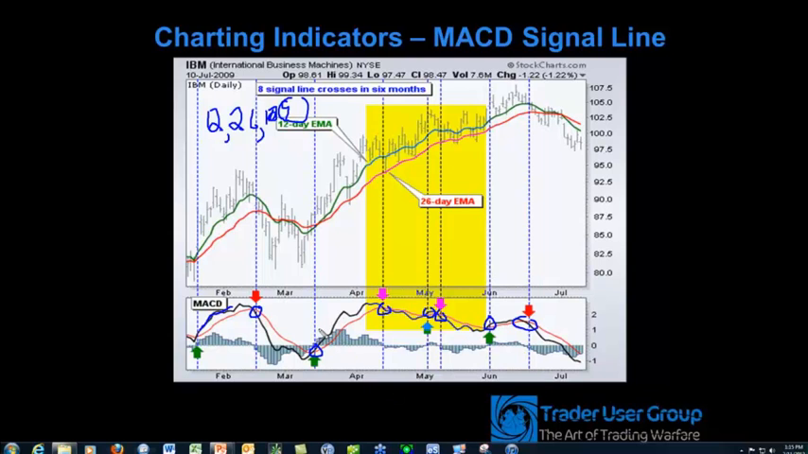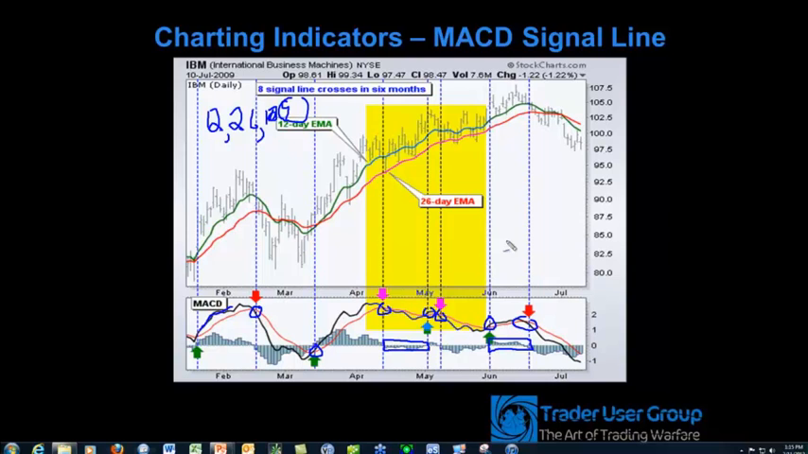And then the histogram down here simply gives you the difference between the MACD line, which is the black line, and the signal line, which is the red line. So anytime the MACD line crosses and goes below the signal line, the histogram is below 0. Anytime the MACD line crosses above the signal line, the histogram is above 0. So you can see you've got a number of really wonderful things working for you in a MACD.